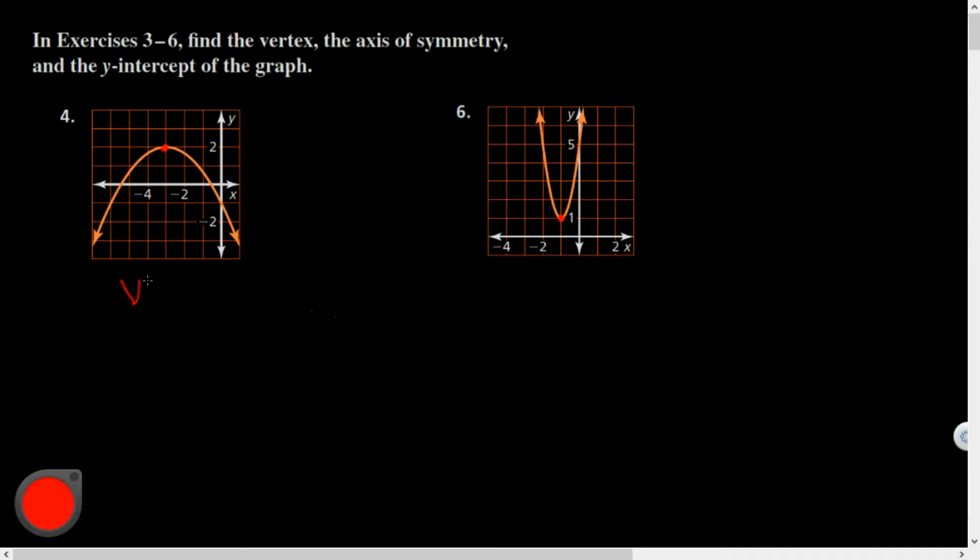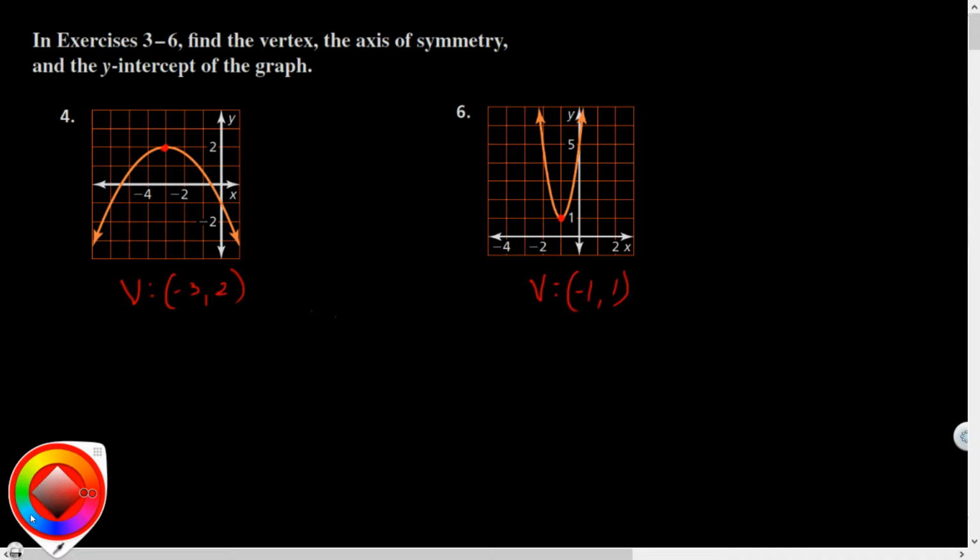And so our vertex is going to be an ordered pair. This one's -3, 2, right? And that's the most significant point for our parabolas. This one looks like it's at -1, up 1. Make sure you're checking your scales on your axes, so you're not getting confused and misinterpreting those, potentially.